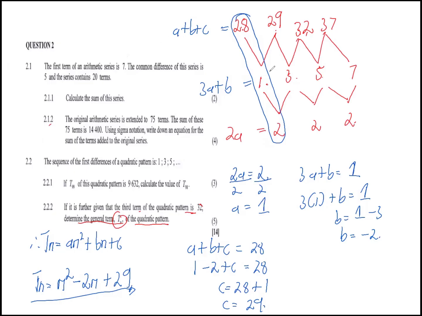So where do we get our marks? The second difference, being able to find that our a is 1, our b value is negative 2, our c value is 29, right? And then being able to come up with the equation, obviously. So that is it: 1, 2, 3, 4, 5. Okay, so you have 14 marks in the bag, just like that. Awesome.